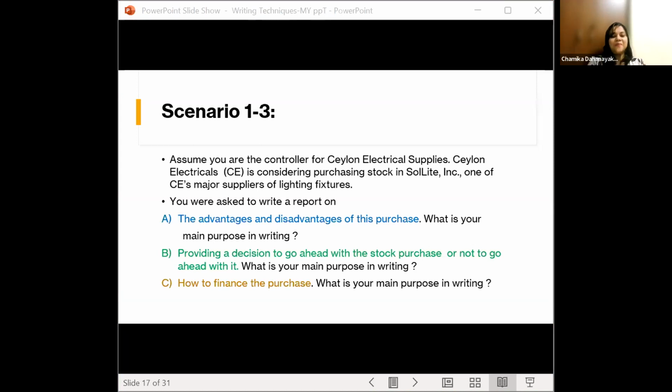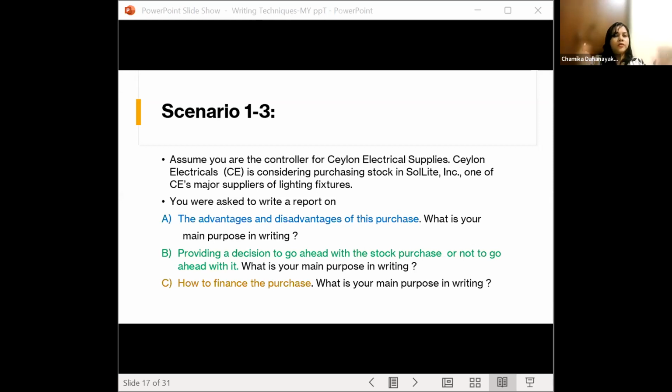Right, so let's come back to the scenario. So you are working for whom? Ceylon Electrical Supplies, right? And who is your supplier? Sollight. Sollight is your supplier. They are supplying light fixtures to you. So what are you trying to do? What is your company planning to do? Your company wants to purchase stock in Sollight.